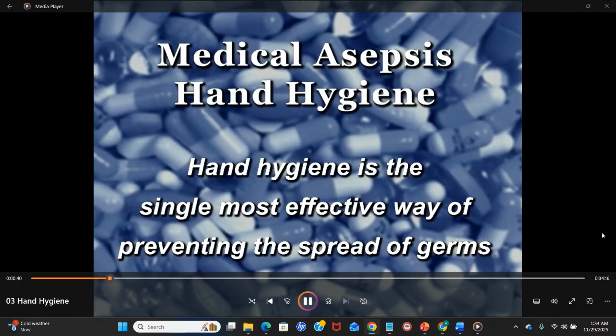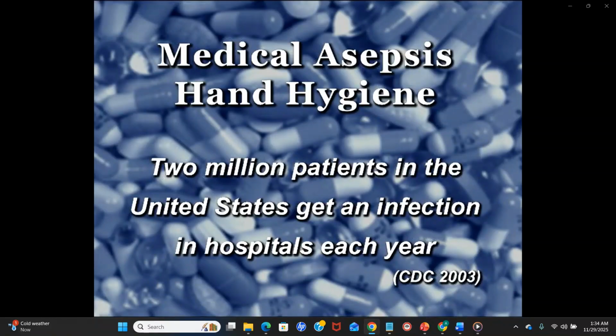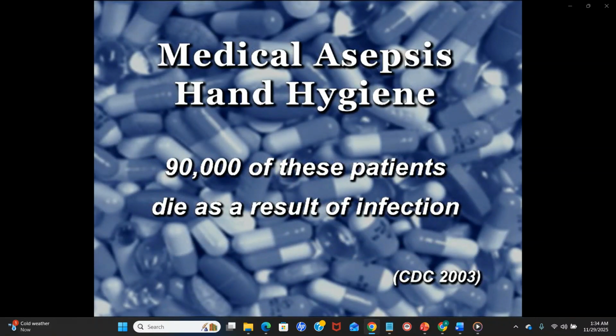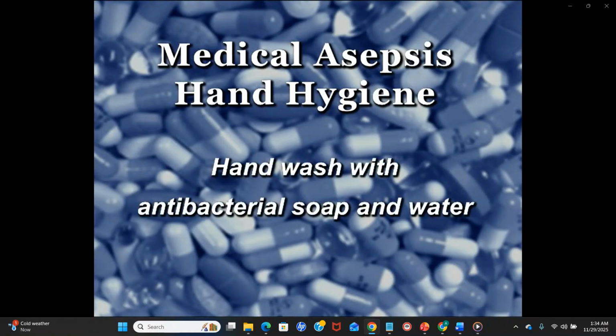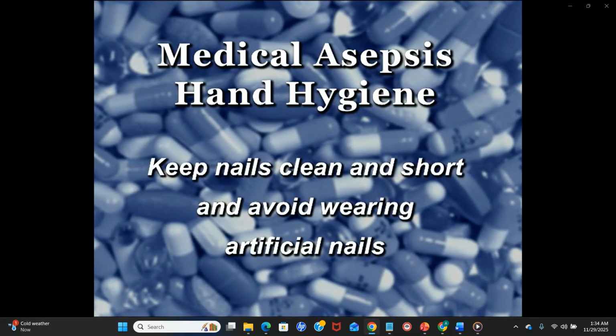The Centers for Disease Control estimates that each year, nearly 2 million patients in the United States get an infection in hospitals, and about 90,000 of these patients die as a result of infection. Thorough hand washing with antibacterial soap and water is the best way for people who are working in healthcare settings to keep their hands clean. You should also keep your fingernails clean and short and avoid wearing artificial nails, which are hard to keep clean.